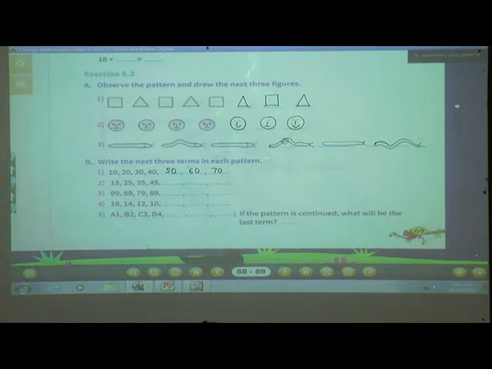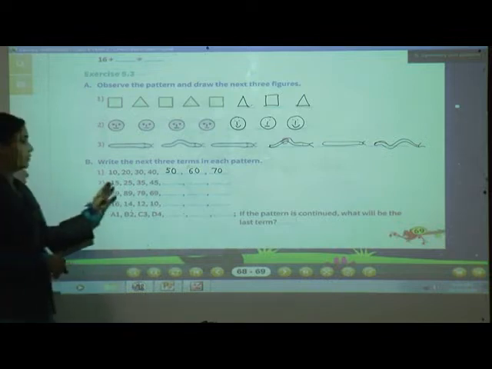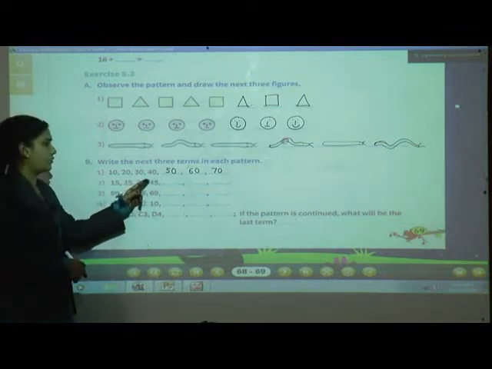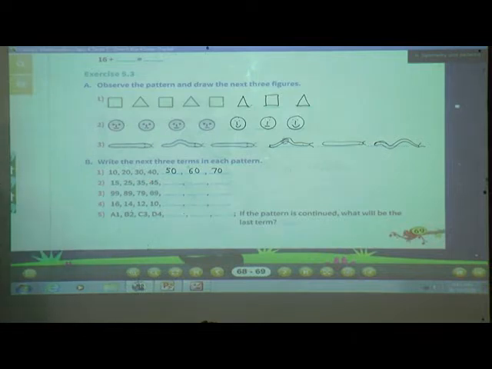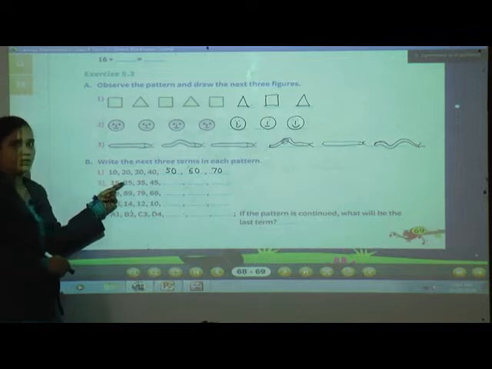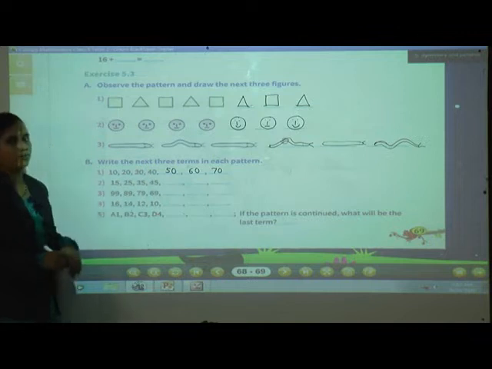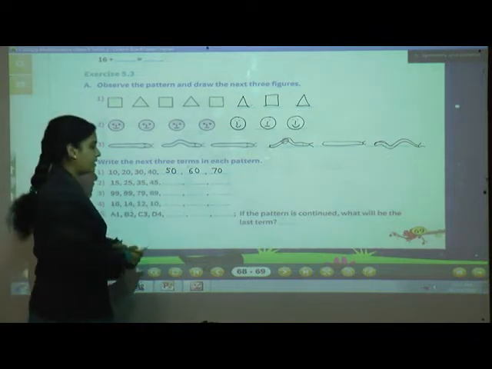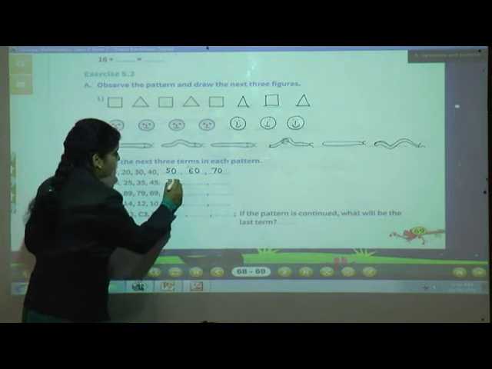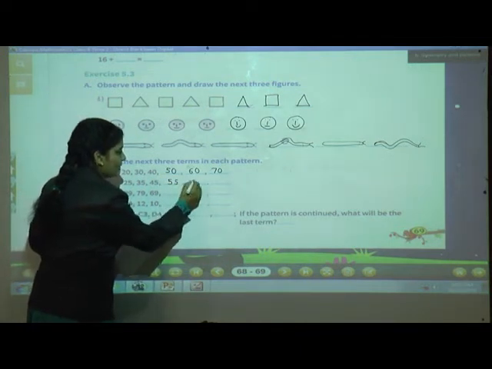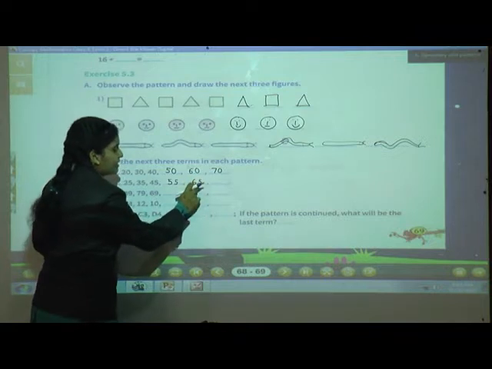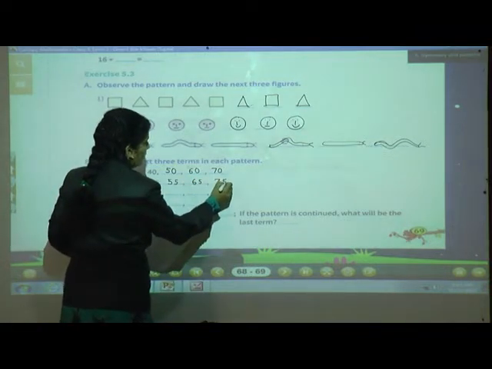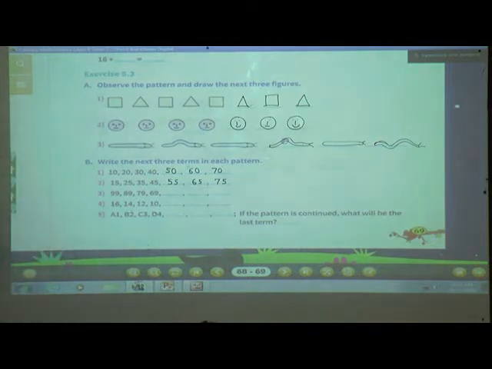Understood? Now second one, students. Observe this pattern carefully: 15, 25, 35, 45. What should I write here, students? Yes, 15 plus 10, 25. 25 plus 10, 35. 35 plus 10, 45. And now here 45 plus 10, 55. Here plus 10, 65. 65 plus 10, 75. Okay.